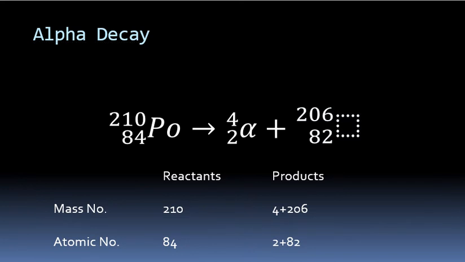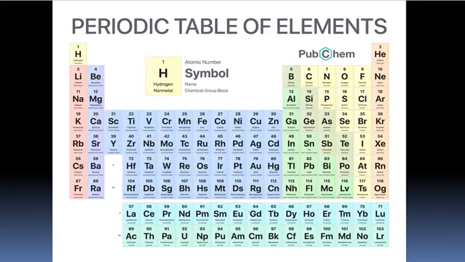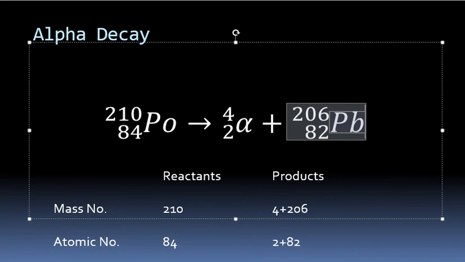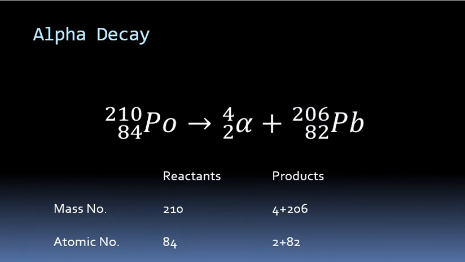Now, if we go to a periodic table, we can see that the element with an atomic number of 82 is going to be lead. So now we know the identity of our missing particle. We can just fill that in as lead or Pb. Therefore, we have now solved our first nuclear equation, where we essentially balance the sum of the mass numbers on both sides and the sum of the atomic numbers on both sides. The mass number tells us the particular isotope of the element we're working with, and the atomic number tells us the particular element we are working with.